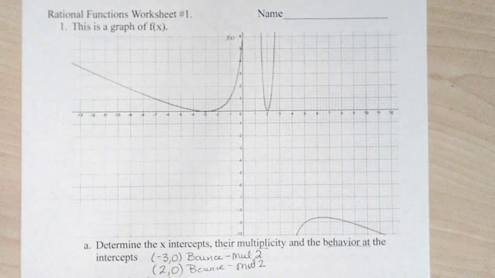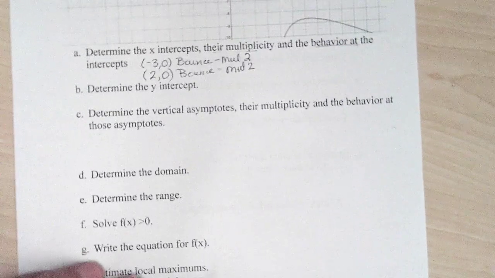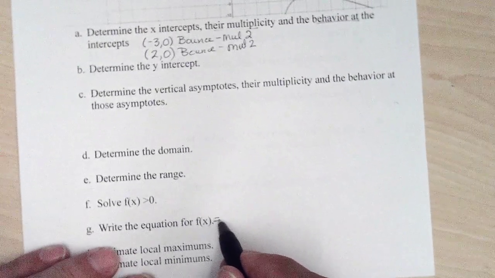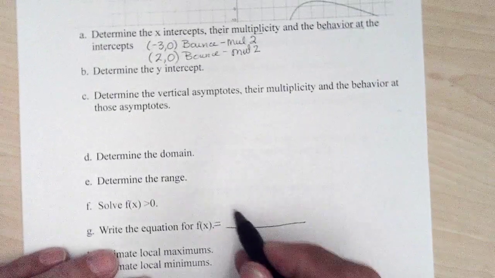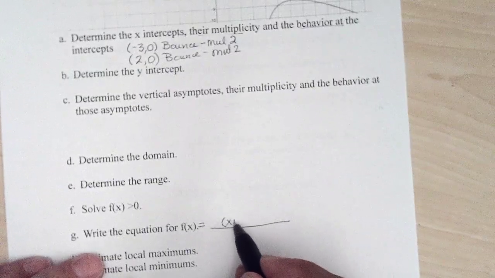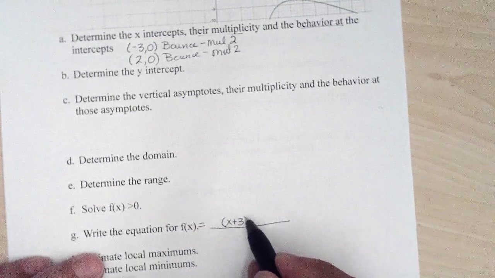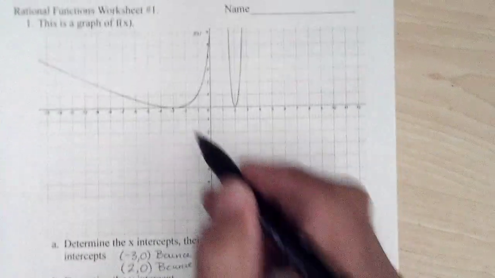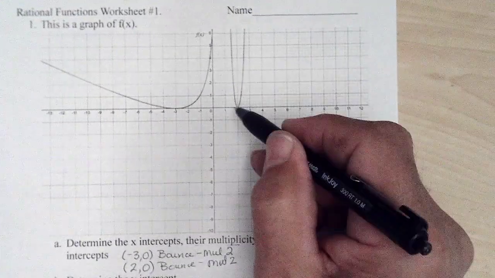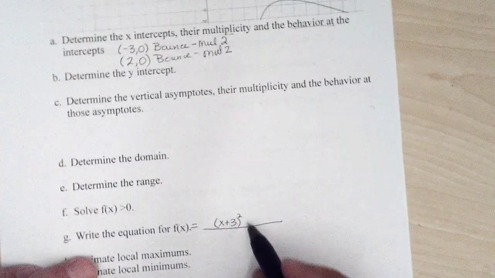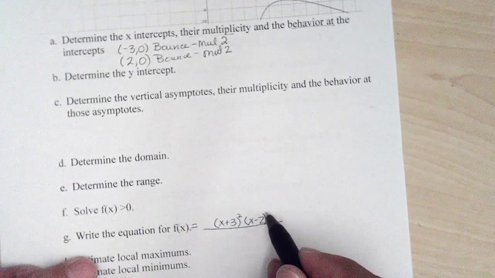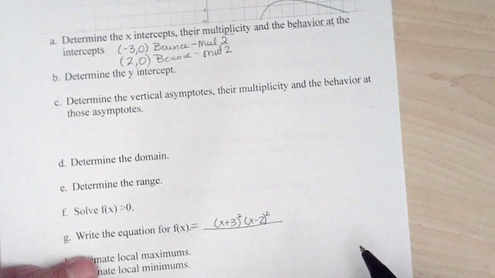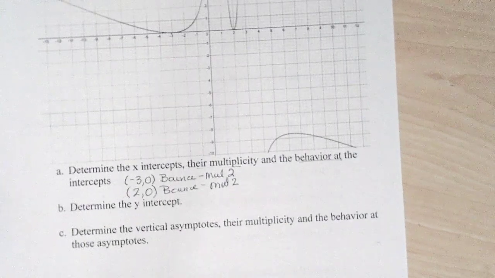Now what that tells me so far in the equation, the numerator tells me the x-intercepts. So if it goes through -3, the factor must be x plus 3, and it must be squared for it to bounce at -3. And to bounce at 2, in the numerator, we have to have an x minus 2 squared. Now, it could be 4, but I'm keeping it simple here.